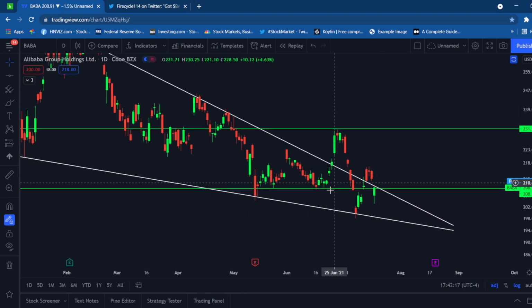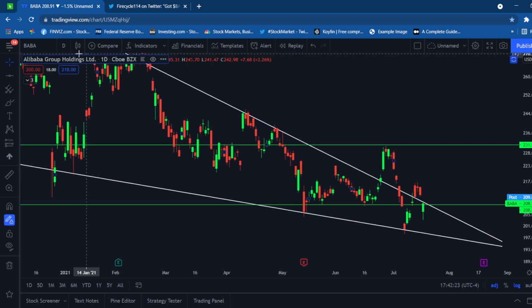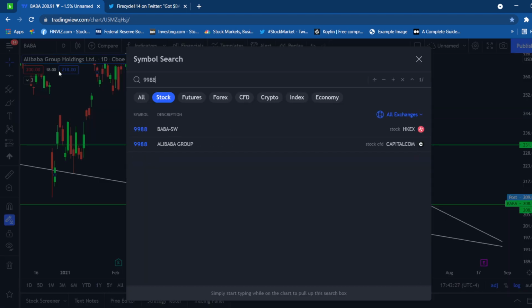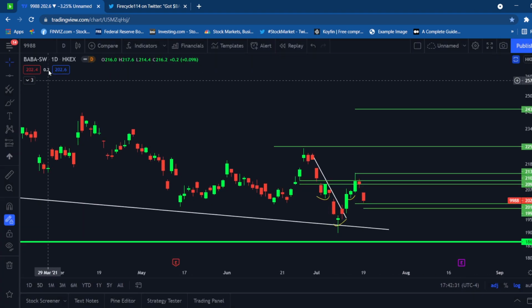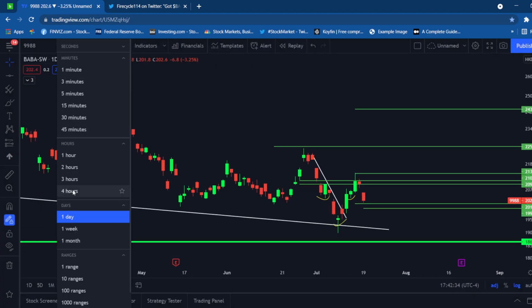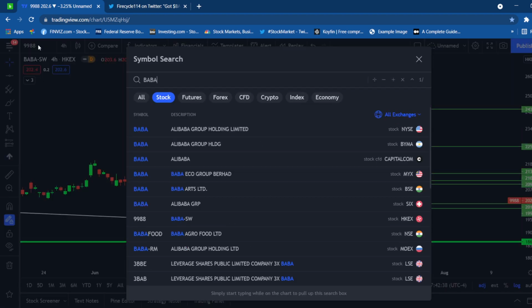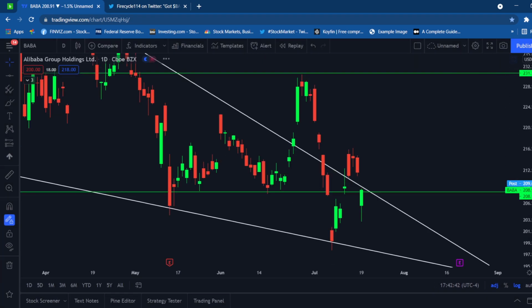Another thing about Alibaba is that it always likes to gap up or down, so you can see that we have multiple gaps. And keep in mind that 9988 is the HK, so China market, and always keep an eye on that. So as you can see, it loves to gap up, which is kind of scary for Alibaba. But again, we got a whole year on it.